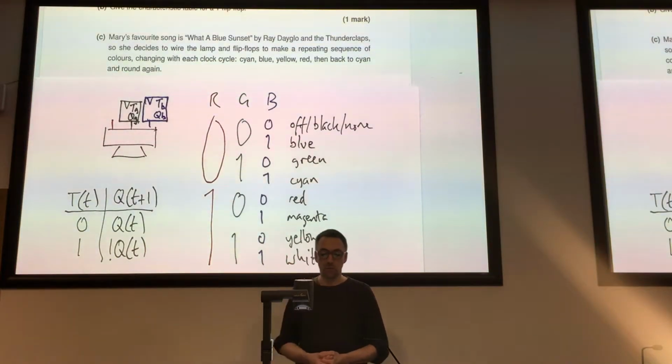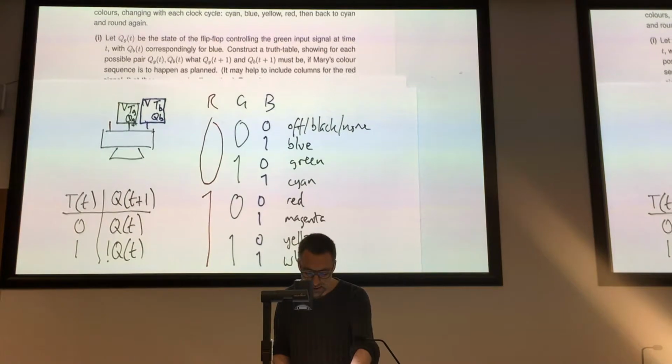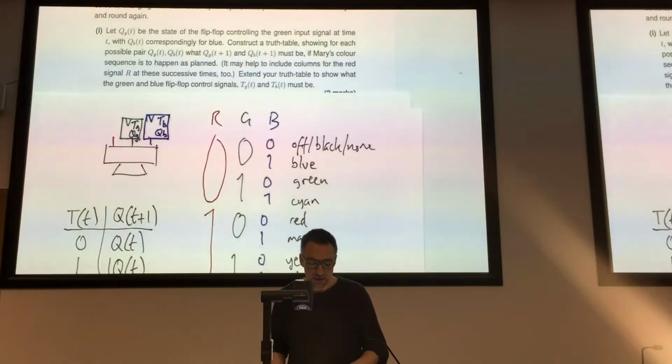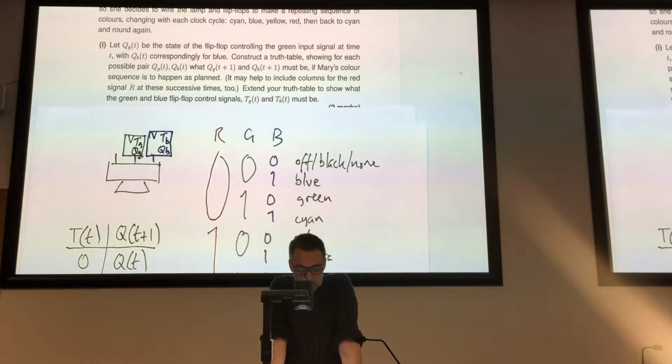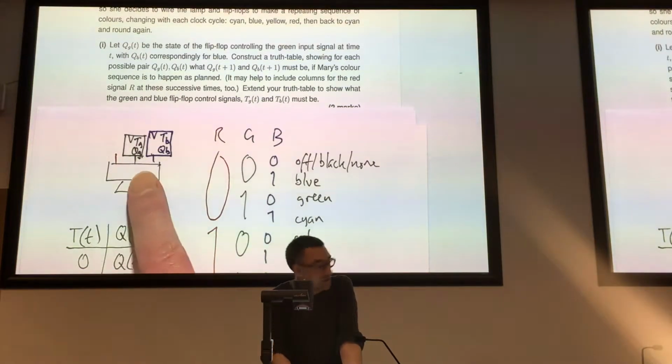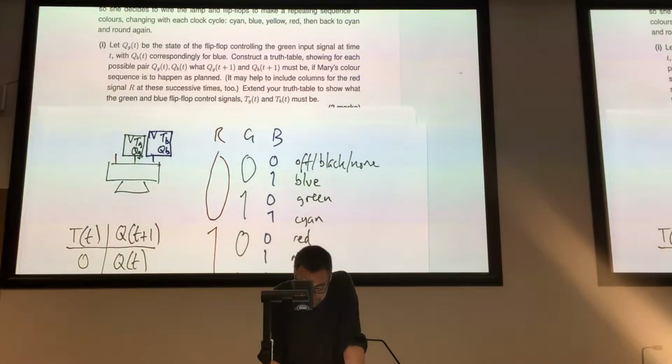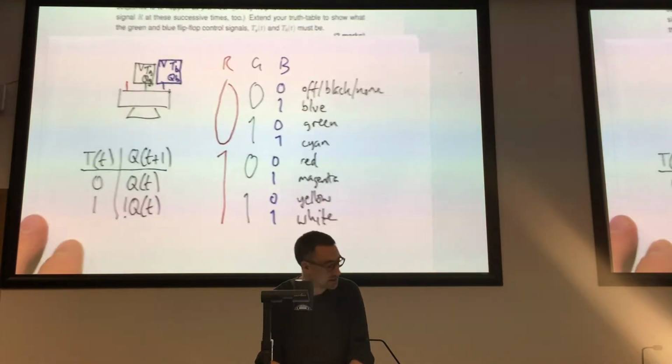Okay, so what we need to do, what we're told, is let QG of t be the state of the flip-flop controlling the green input signal at time t, with QB correspondingly for blue. So that's what I've drawn here, QG, QB. Construct a truth table showing for each possible pair, if we know what they are at time t, what do they have to be at time t plus 1? If Mary's colour sequence is to happen as planned, it may help to include columns for the red signal at these times as well. Let's take that hint and figure it out.